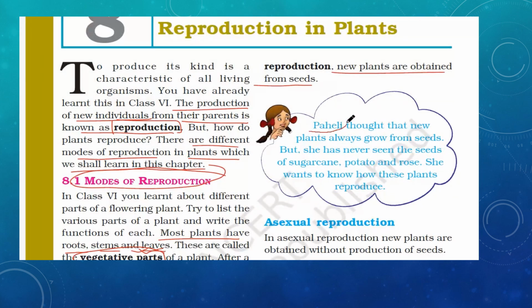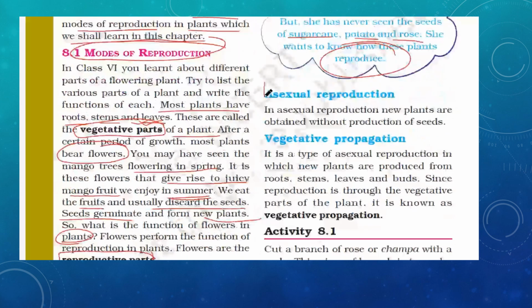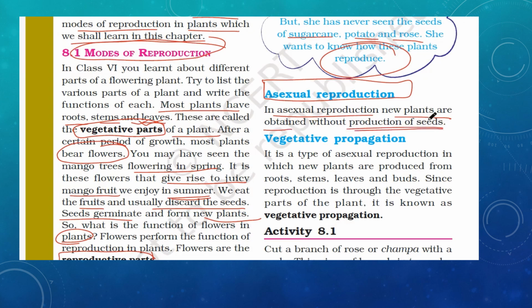Now Paheli had a question in her mind. She knew that plants always grow from seeds. She had no idea that plants like sugarcane, potato and rose, which don't have seeds, can still give rise to new plants, or rather, can reproduce. How? That is asexual reproduction. In asexual reproduction, new plants are obtained without the production of seeds. First comes vegetative propagation.